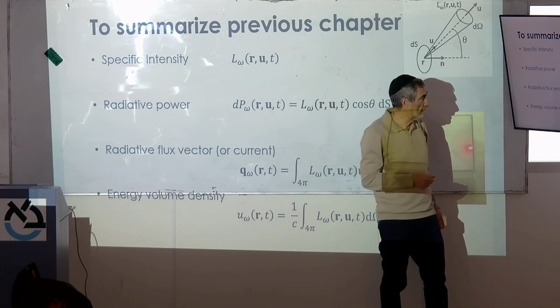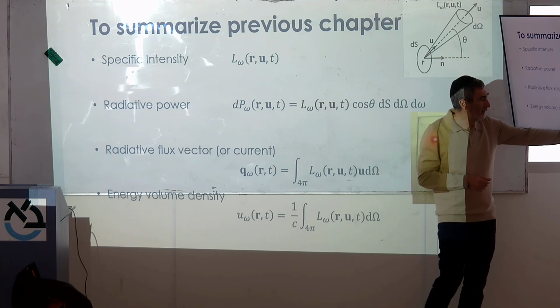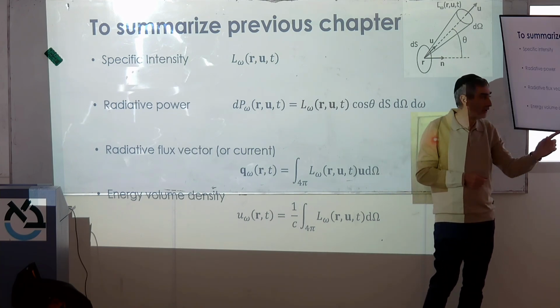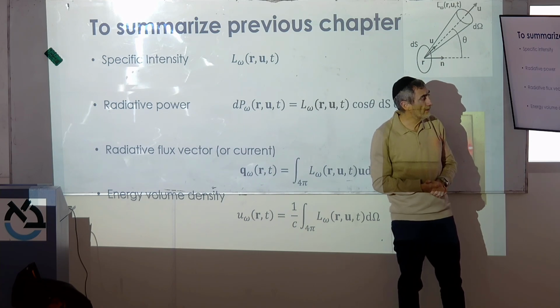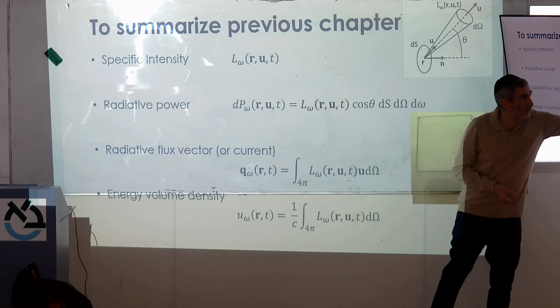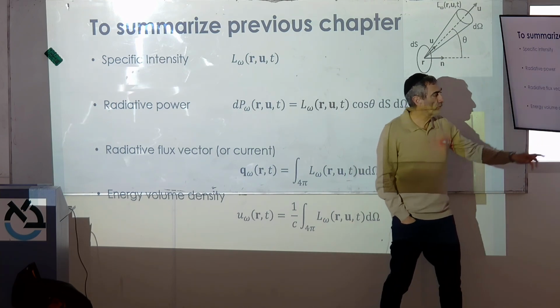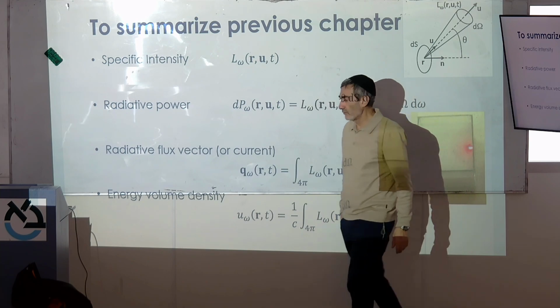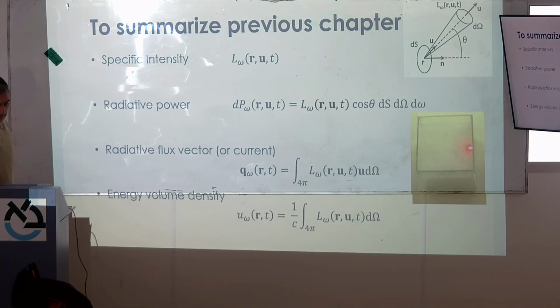And the last quantity is simply the integral of L over all directions. So that's the volume density of energy, which measures how much energy is diffused inside the system, times 1 over c. We saw that last time, right? This c is coming here. So that's the starting point, the starting quantities that we used last time.